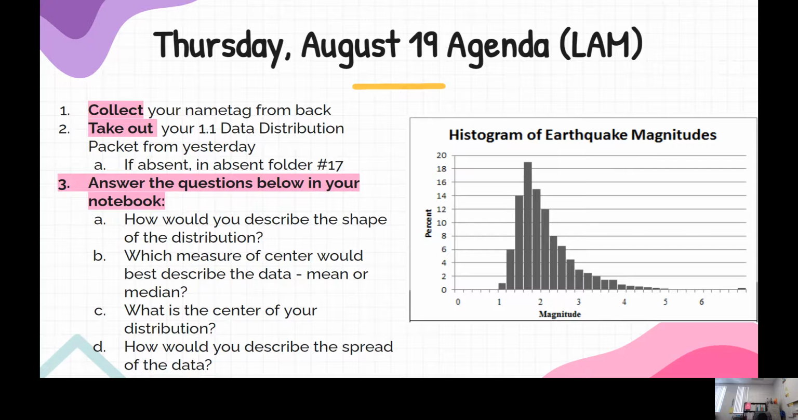Last one is, how would you describe the spread of your data? What should you use to describe the spread? Look back at your paper here. It'll tell you right in your little chart. The answer's here: the IQR, the interquartile range. So to find the spread, you find the largest number, and then you subtract the smallest number that you have, and that'll give you your spread.